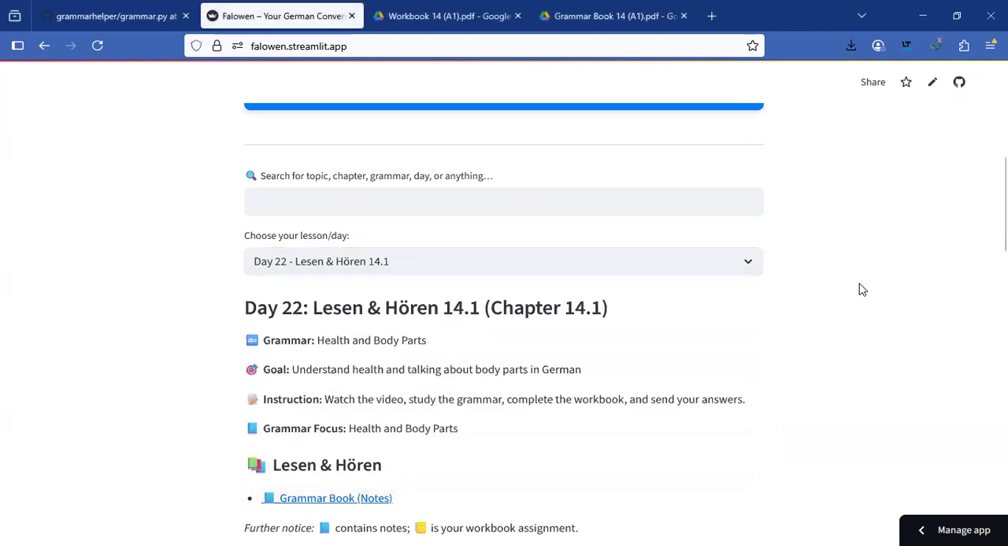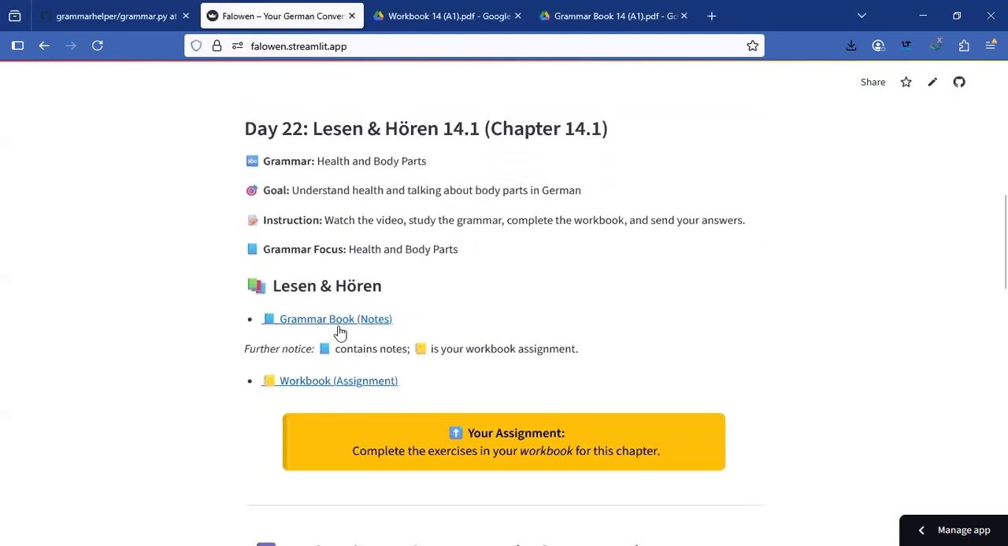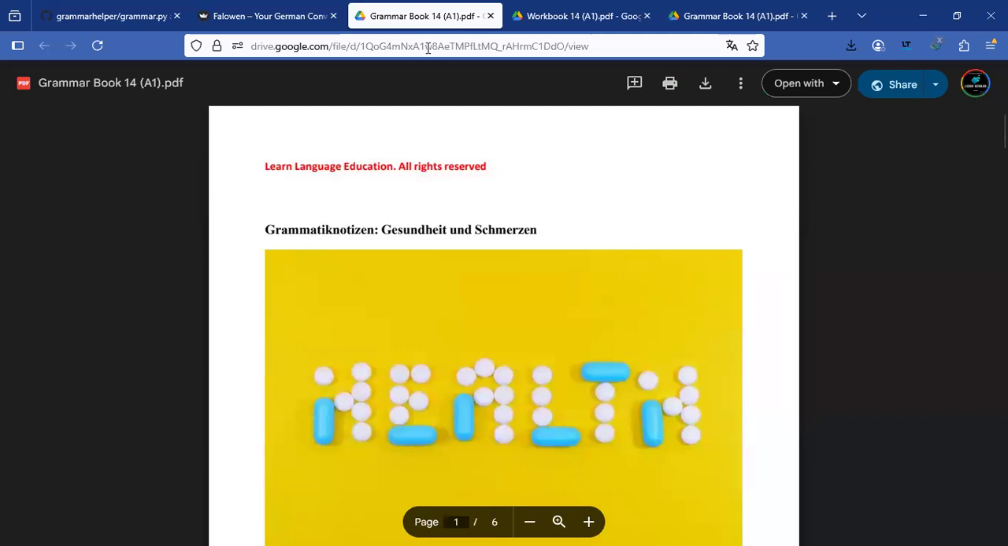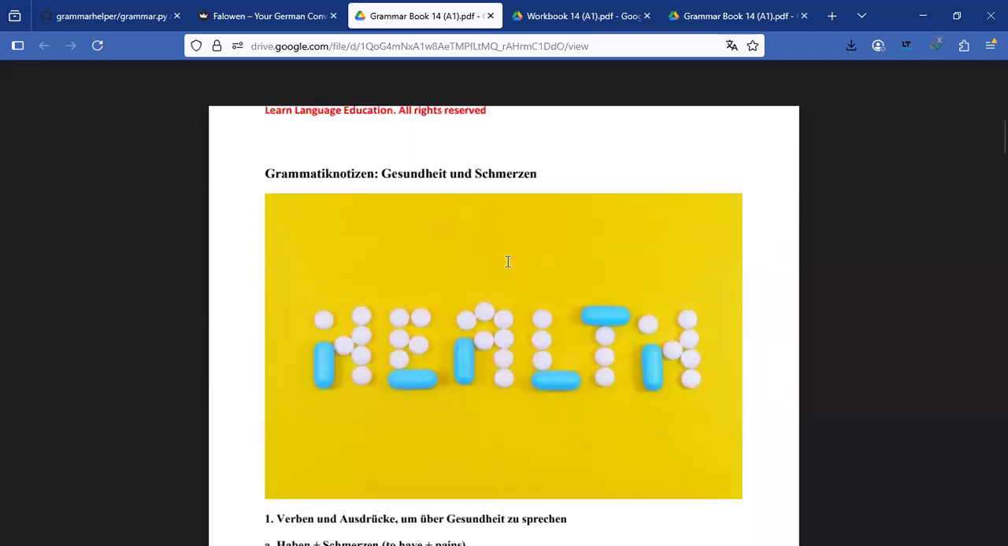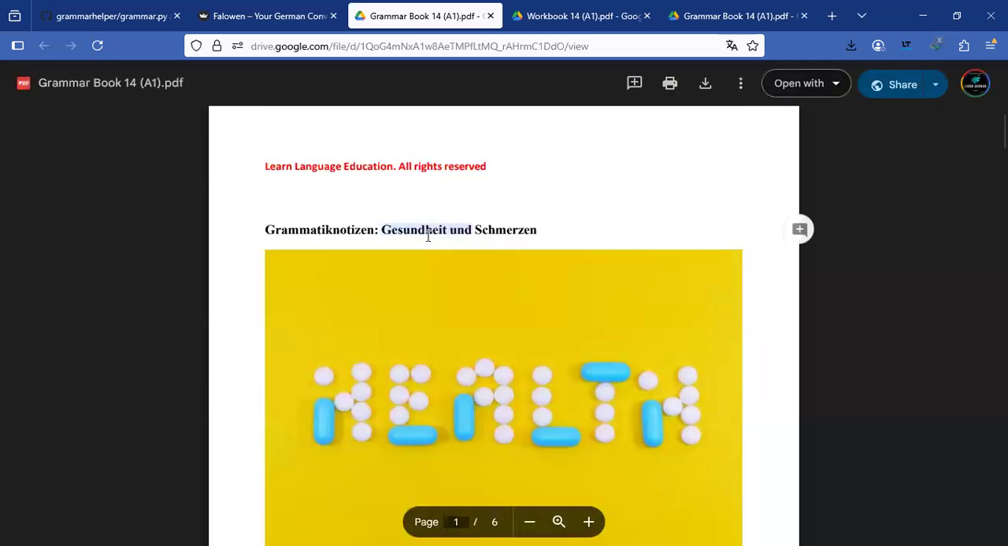A1 exams. So today we are going to learn about health and body parts. After I'm done, you should know how to talk about body parts in German. So let's start with the grammar for today. Health is Gesundheit and pain is Schmerzen.